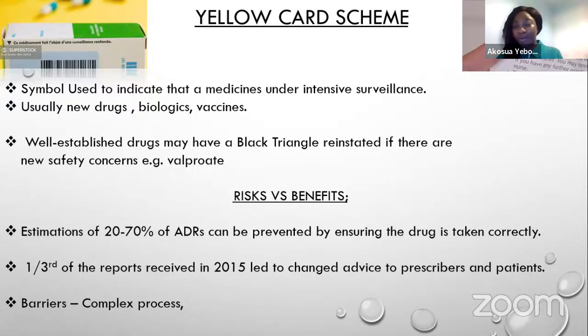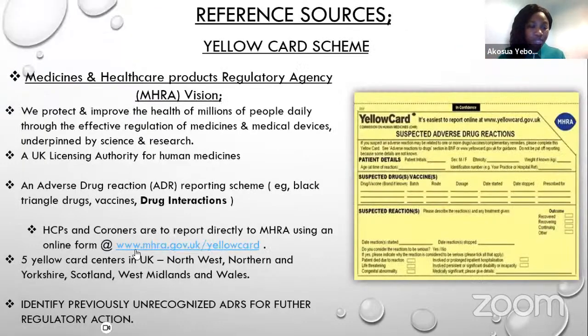Because sometimes, if there's no yellow card available, you can always do it online. So go to the previous slide. The yellow card website, www.mhra.gov.uk/yellow card, is a site the MHRA provides for healthcare professionals and others to investigate issues. You can directly report it by filling in the form online.